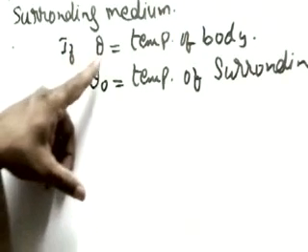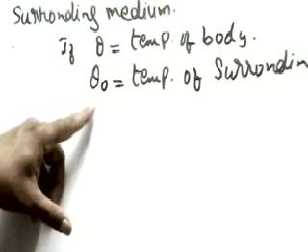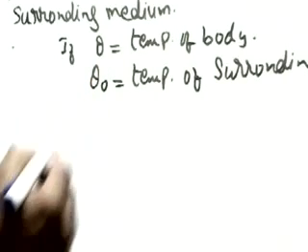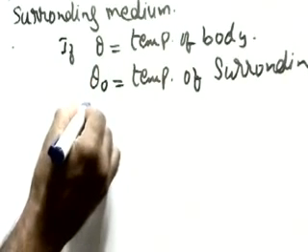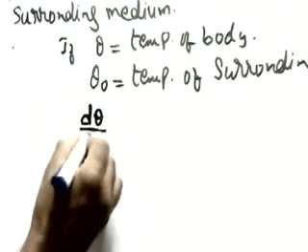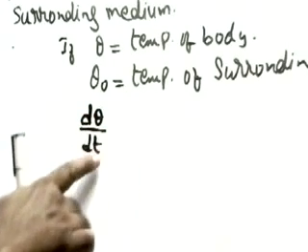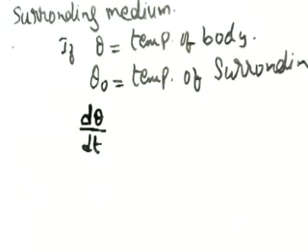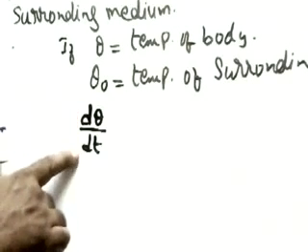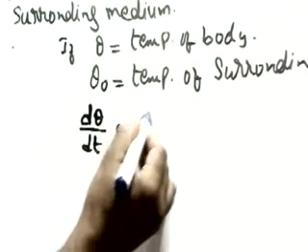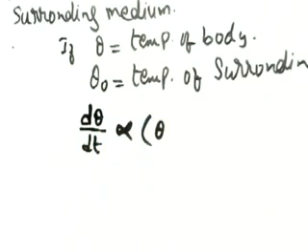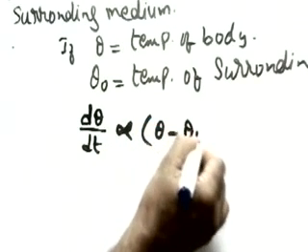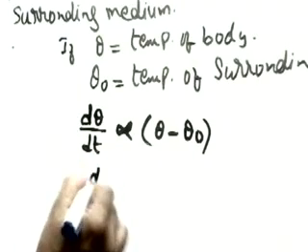Let me write mathematically how we can write it. Suppose theta is the temperature of the body, theta naught is the temperature of the surrounding. So according to the law, the rate, rate means d theta by dt. It means differentiation with respect to time. So the rate of change of temperature is proportional to the difference of the temperature of the body and the temperature of the surroundings, theta minus theta naught.